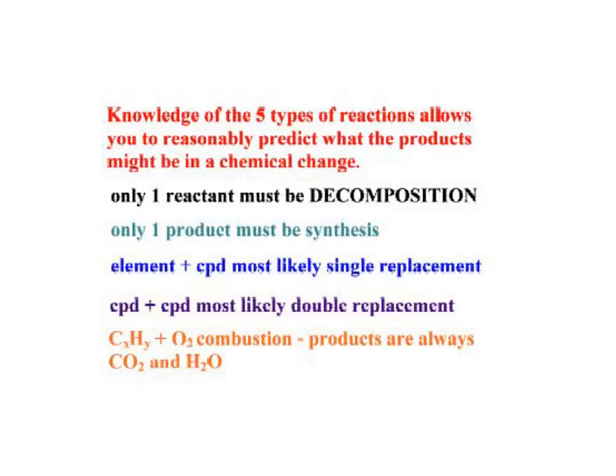All right, just summarizing everything. Knowledge of the 5 types of reactions is really important. It allows you to predict what the products might be in a chemical change. I think this is a really good cheat sheet for it. So if you have only one reactant, it has to be decomposition. If you have only one product, it has to be synthesis. If I give you an element and a compound, it will be single replacement. If I give you 2 ionic compounds, it will be double replacement. And then finally, if you have a hydrocarbon and oxygen, remember that the products are really easy because it's just CO2 or carbon dioxide and water.